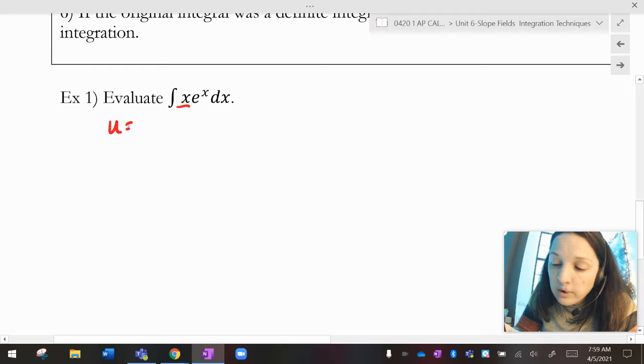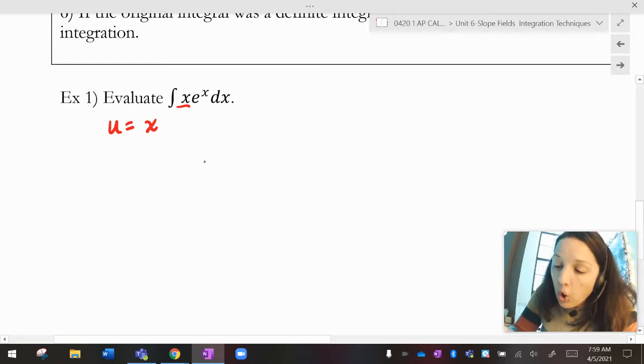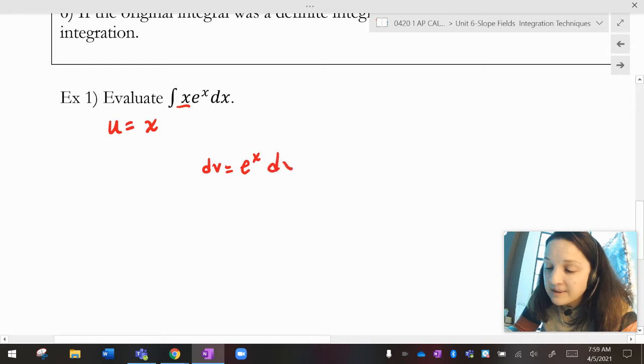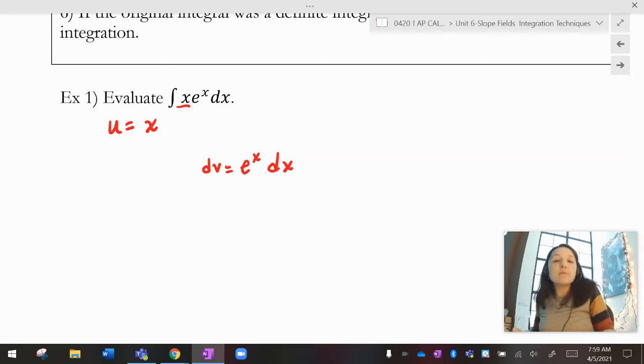So u is going to be x. And then everything else that's left over automatically becomes dv. So dv is e to the x dx. So you choose u, then everything else becomes dv.